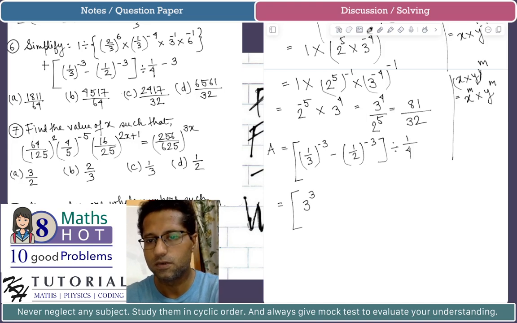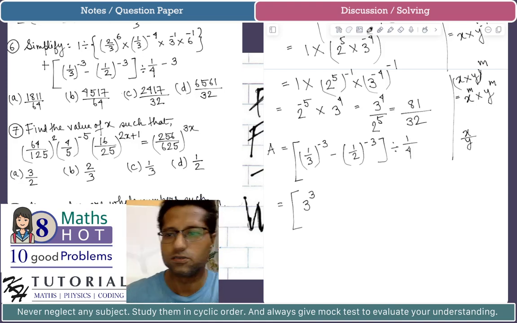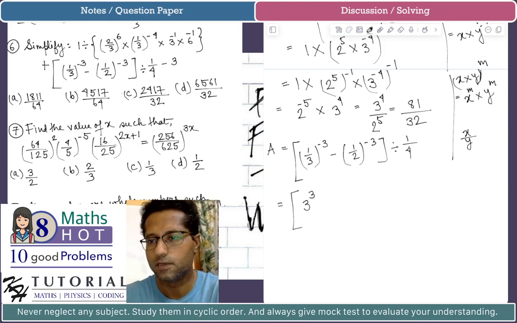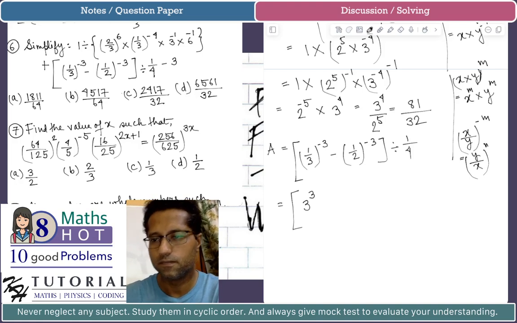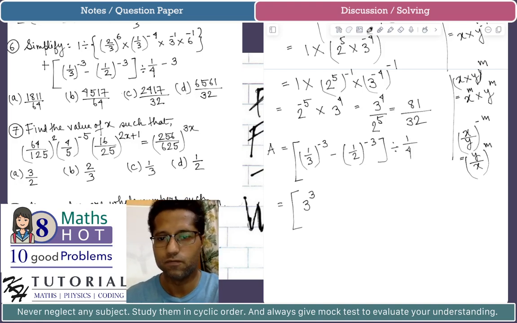Why? Because we know that x by y, where x by y is some non-zero rational number, x by y raised to the power minus m is equal to, we take the reciprocal of x by y, that is y by x, and the power becomes positive. This is equal to y by x raised to the power m. So 1 by 3 raised to the power minus 3 is the reciprocal of 1 by 3, that is 3 raised to the power 3, minus similarly we will have 2 raised to the power 3, and we have divided by 1 by 4.